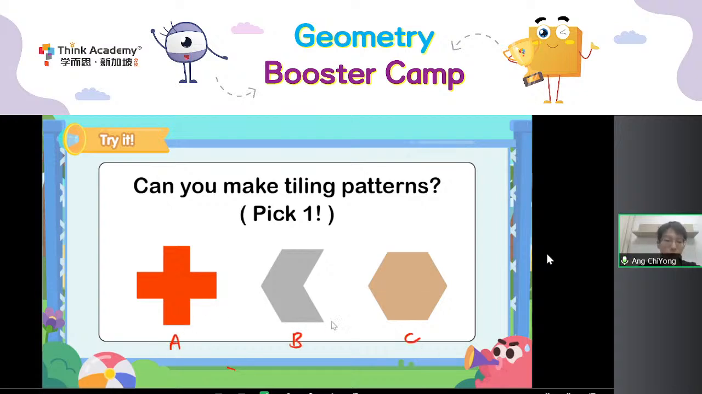Can you vote which one you want me to do? Type in the chat. You want me to do A, B, or C to draw the tessellation patterns? Okay, vote. Choose one in the chat. Okay, I'll give you guys 1 minute. Then I will draw the tessellation for one of these favorite shapes.